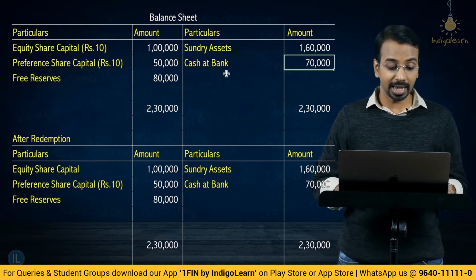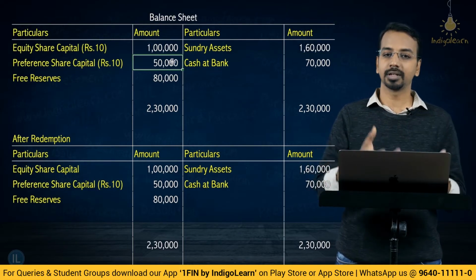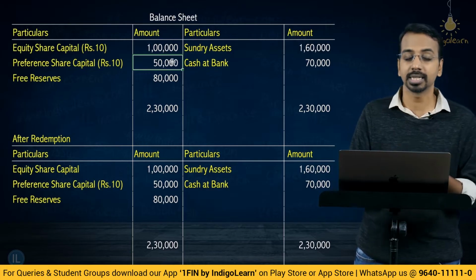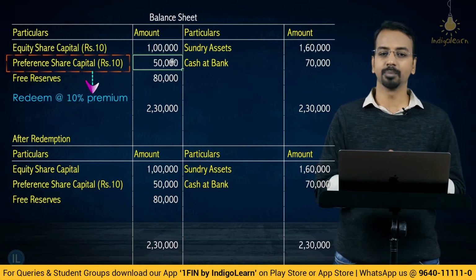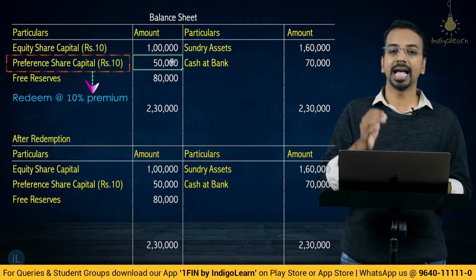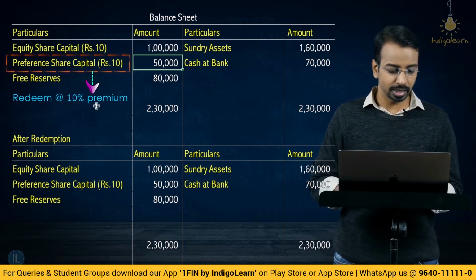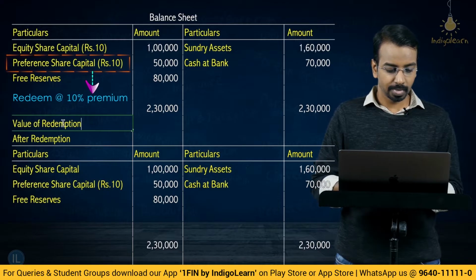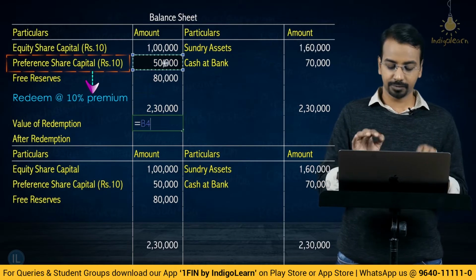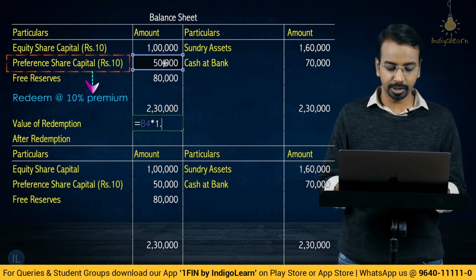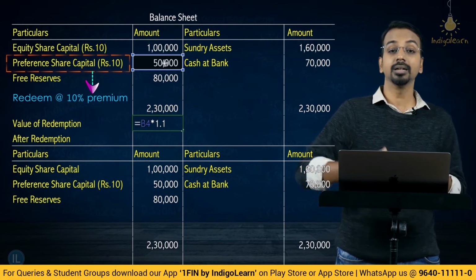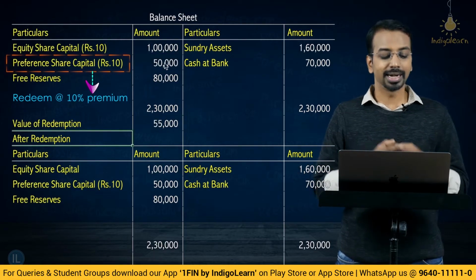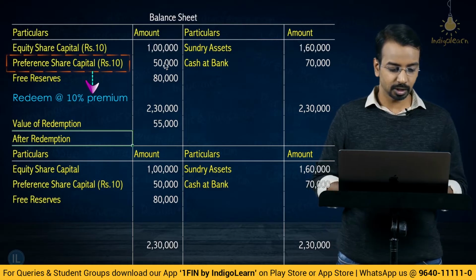Now assume we have to redeem all these preference shares, the 50,000 worth of preference shares, at 10% premium. We have to redeem preference shares at 10% premium. Now what is the value of redemption? The value of redemption will be 50,000 multiplied by 1.1, right, because we are giving it at a 10% premium. So the redemption value will be 55,000.